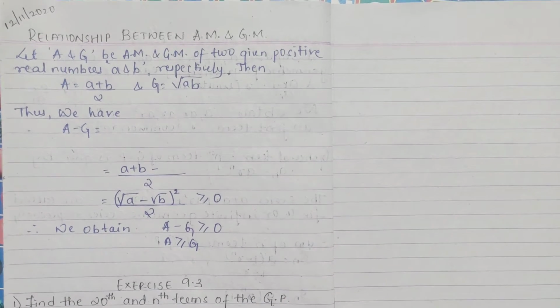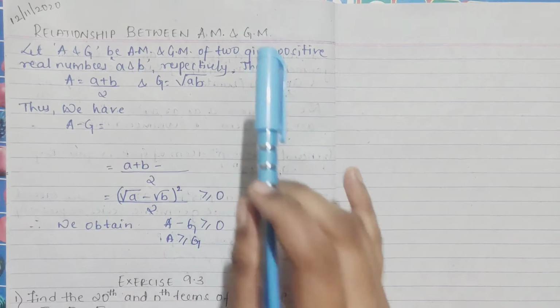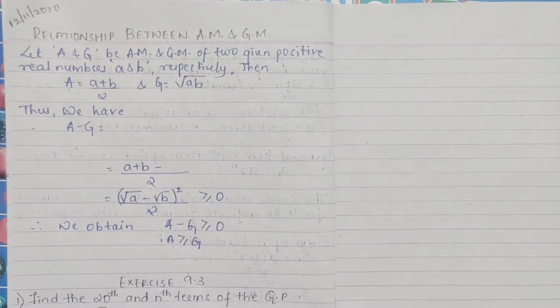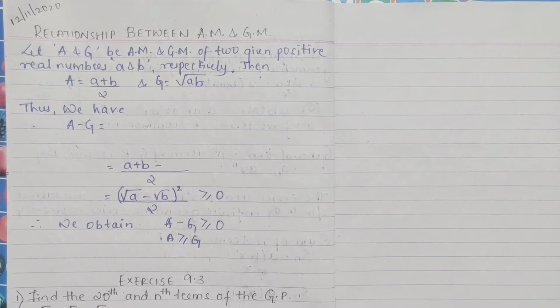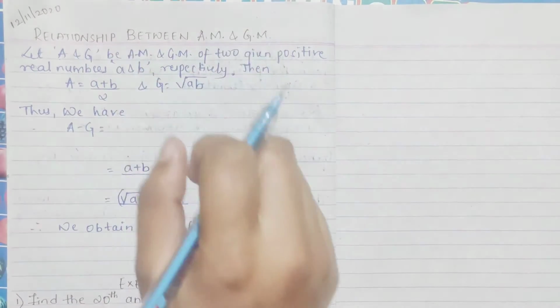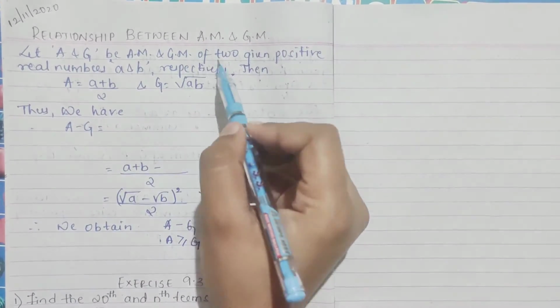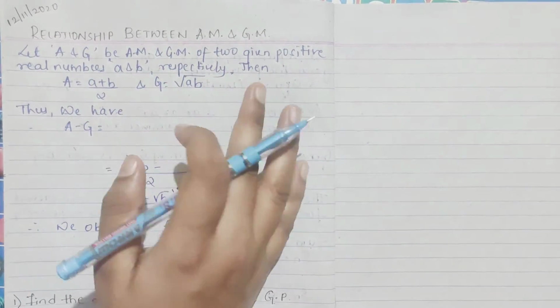Hello my dear students, today we'll proceed with the relationship between AM and GM, which means arithmetic mean and geometric mean. Till yesterday's class you learned what arithmetic mean and geometric mean are. So we will see the relationship between them. Let A and G be the arithmetic mean and geometric mean of two given positive real numbers a and b respectively.